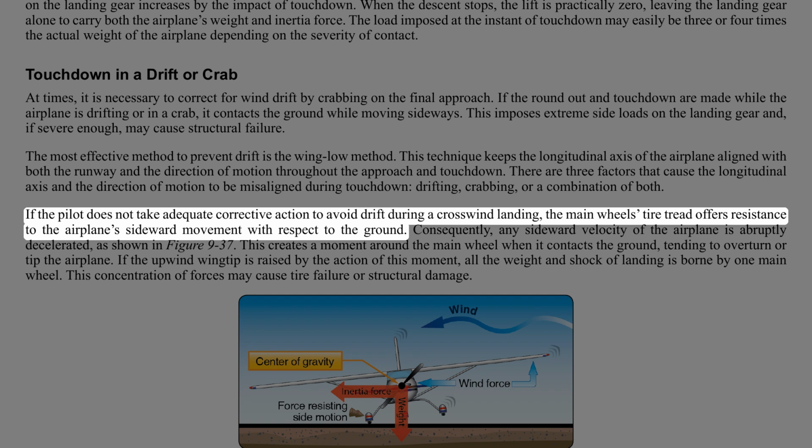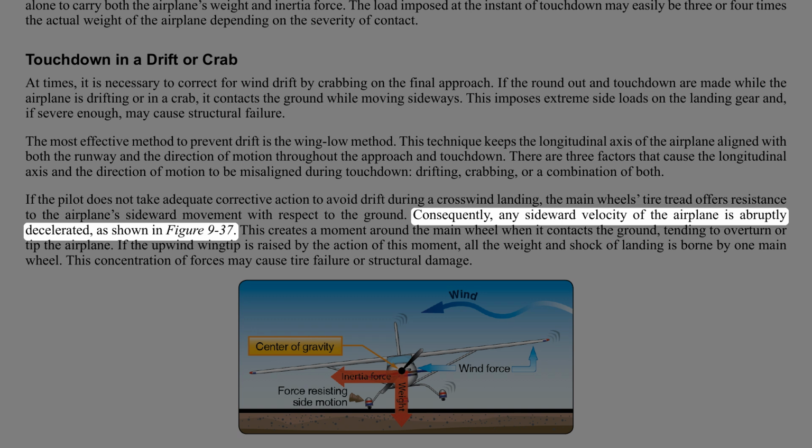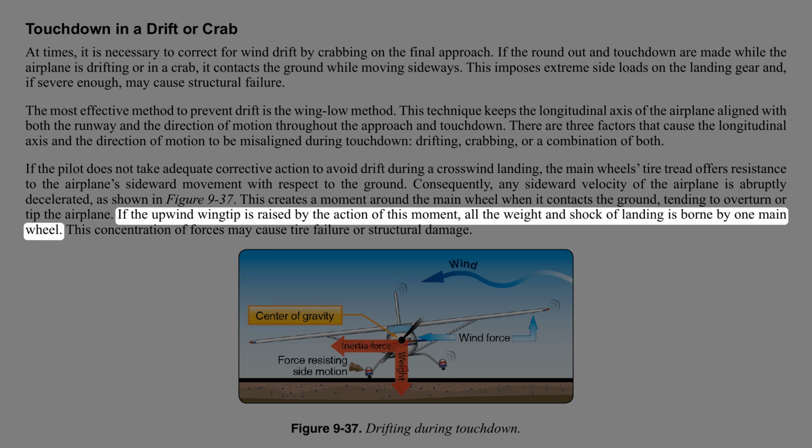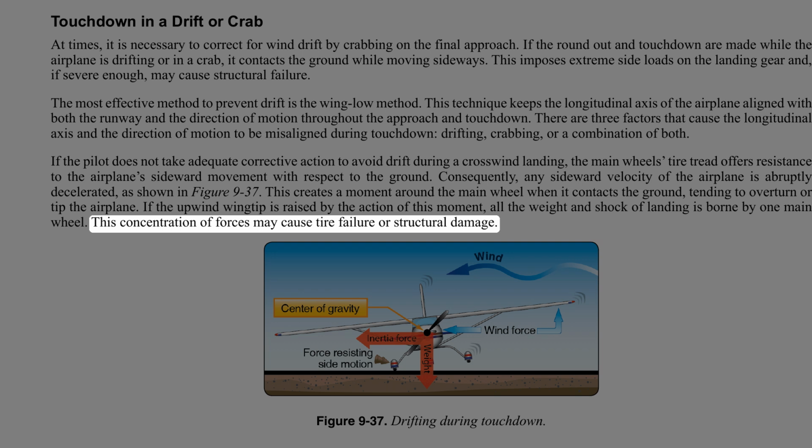If the pilot does not take adequate corrective action to avoid drift during a crosswind landing, the main wheel's tire tread offers resistance to the airplane's sideward movement with respect to the ground. Consequently, any sideward velocity of the airplane is abruptly decelerated, as shown in Figure 9-37. This creates a moment around the main wheel when it contacts the ground, tending to overturn or tip the airplane. If the upwind wingtip is raised by the action of this moment, all the weight and shock of landing is borne by one main wheel. This concentration of forces may cause tire failure or structural damage.